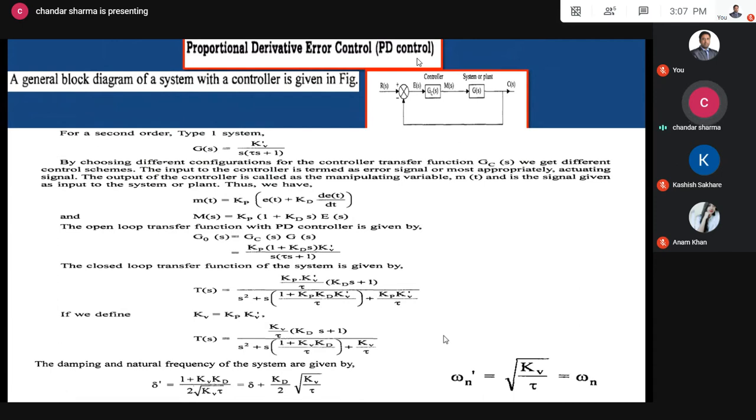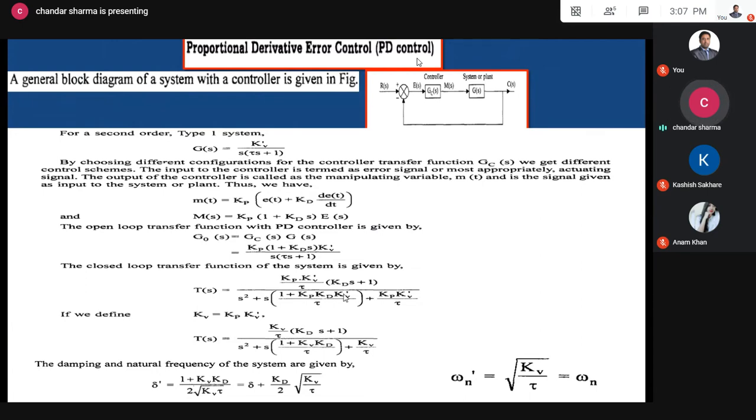The conclusion is that the damping ratio without derivative feedback is zeta. And after derivative control, our new damping ratio is zeta 1. So you can see the new zeta after introduction of derivative control becomes zeta plus Kd by 2 into under root of Kv by 2. Means your damping ratio is increased. Your damping ratio is increased by the value Kd by 2 into under root of Kv by tau, where under root of Kv by tau is nothing but omega n.